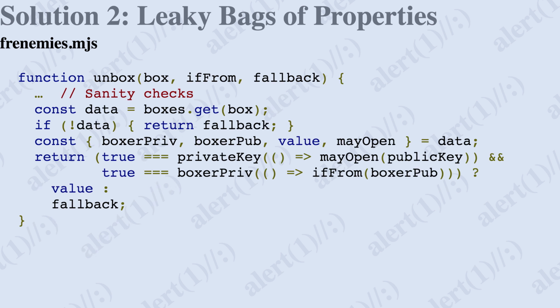And here's what unbox does. It stores the value in a weak map, so it is never reachable by reading a box's properties or calling its methods. Then unbox checks that the opener may open the box, and that the opener wants content from the box creator.